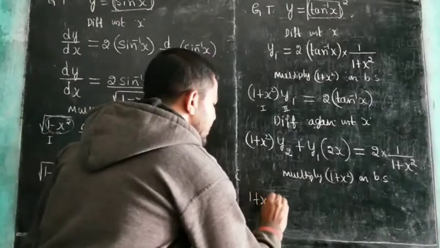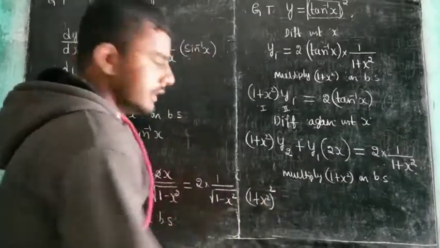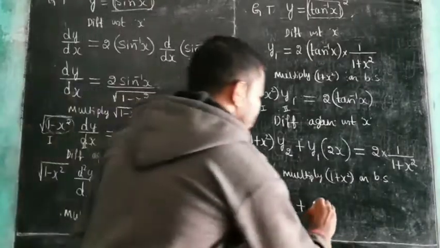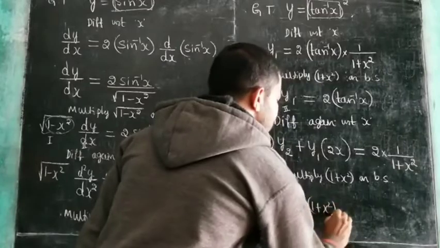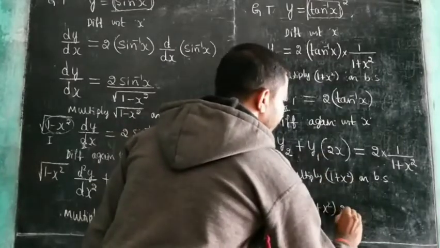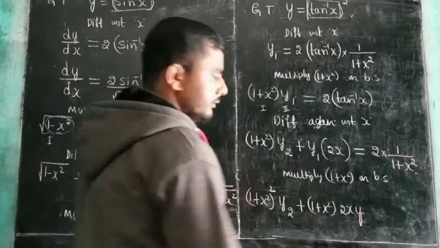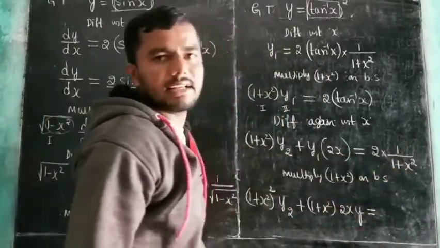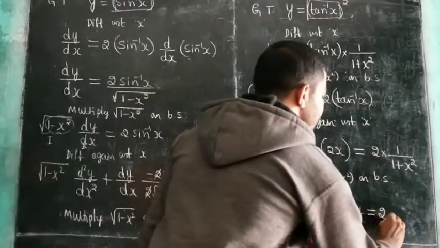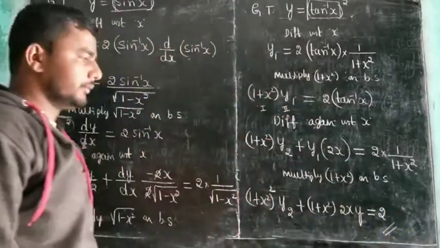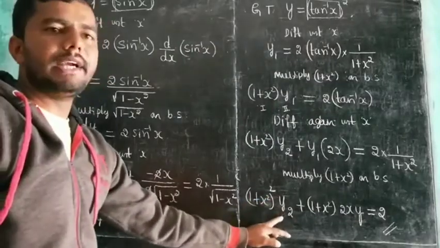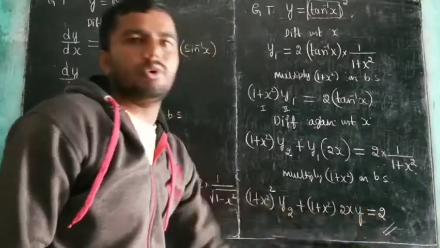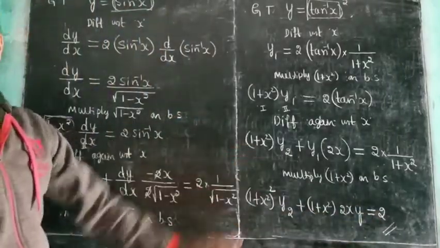So 1 plus x square whole square into y2 plus 1 plus x square into 2xy1 is equal to, 1 plus x square both are cancelled. The remaining value is equal to 2. 1 plus x square whole square into y2 plus 1 plus x square into 2xy1 is equal to 2. Hence, we proved the result.